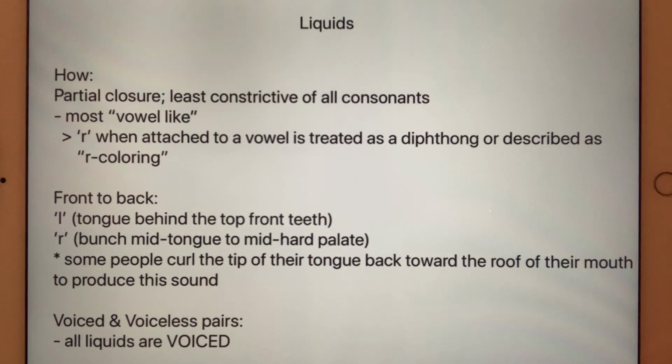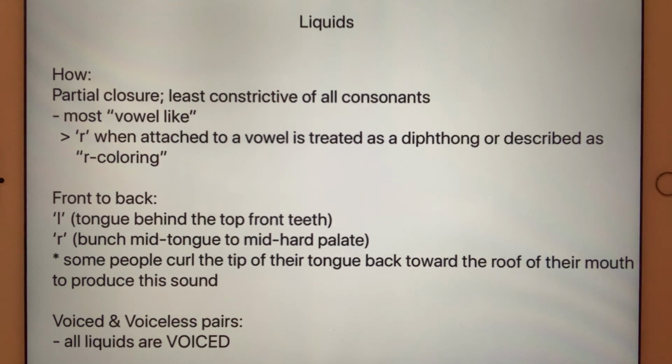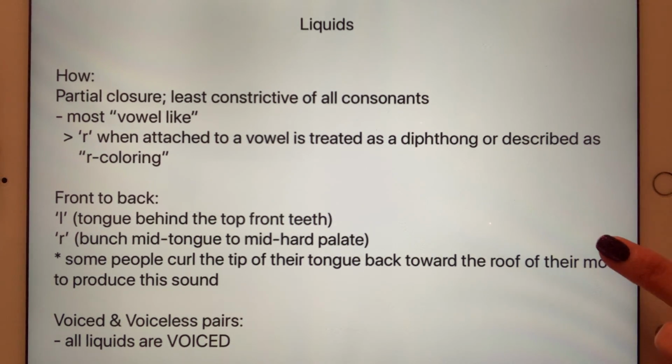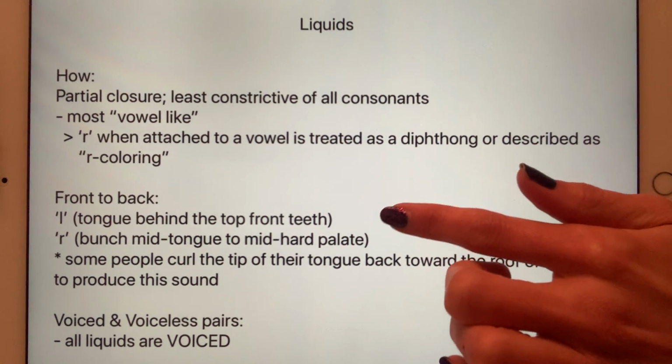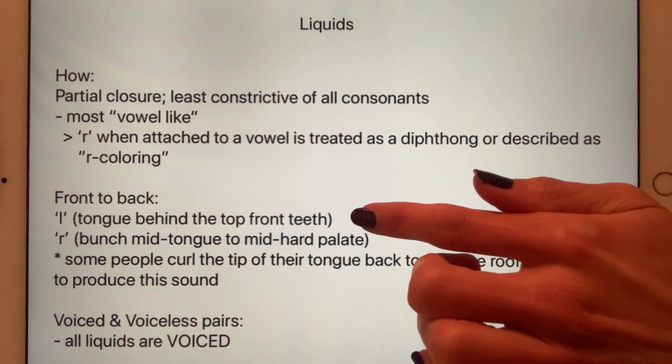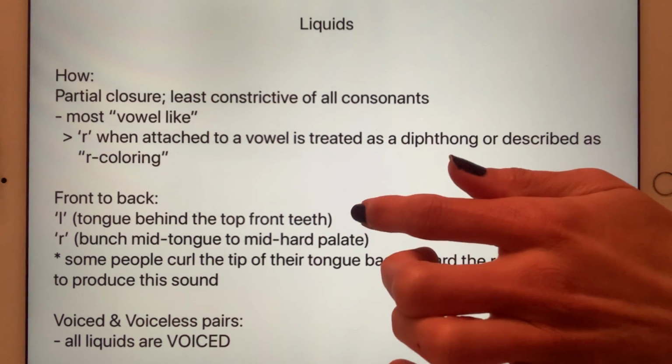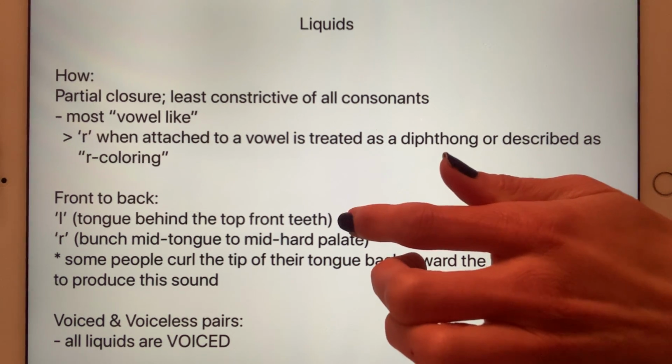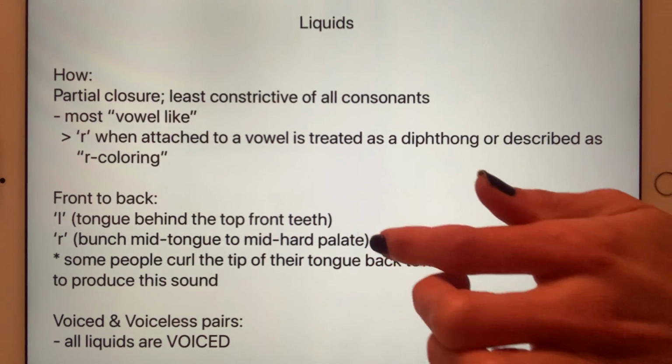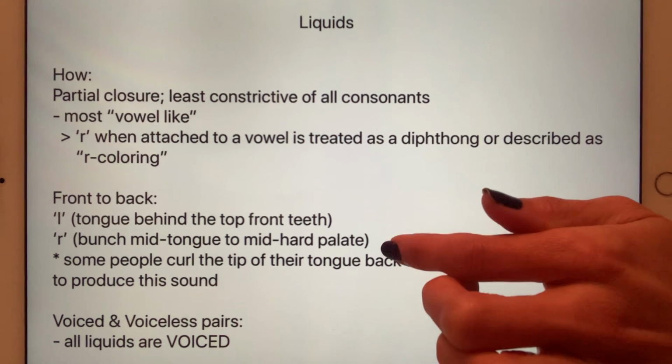Moving on. All right, so how do we make the liquid sounds? These are the most vowel-like because it's a partial closure, and it's the least constrictive of all the consonant sounds. In fact, when we talk about R, we often talk about R when it's attached to a vowel and we treat it like a diphthong, or we talk about R coloring. So moving front to back, the L happens in the alveolar place, and R is a palatal sound.